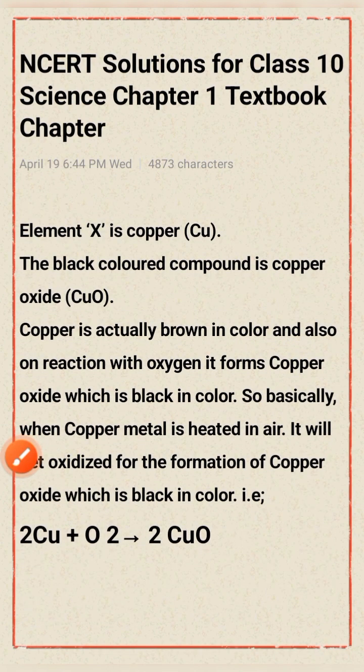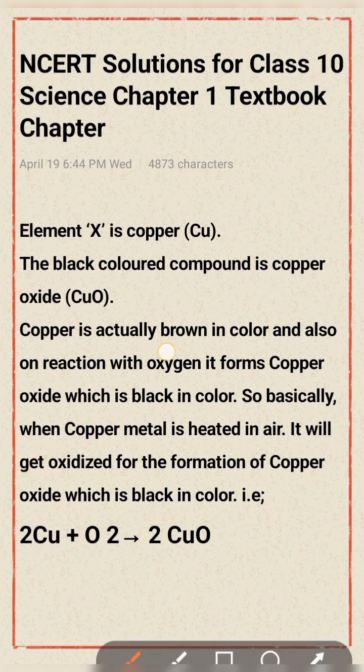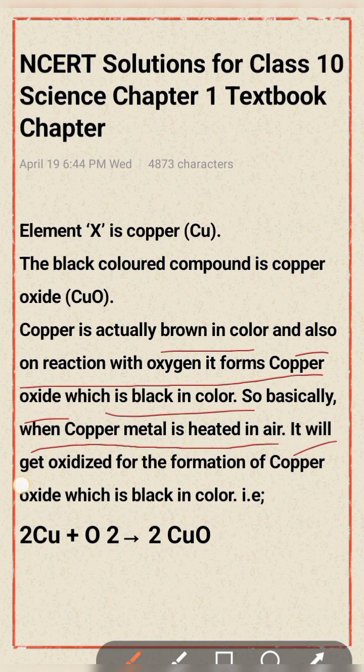Now, copper is actually brown in color, and on reaction with oxygen it forms copper oxide, which is black in color. So basically, when copper metal is heated in air, it gets oxidized to form copper oxide, which is black in color. That is the chemical equation: 2Cu plus O2 forms 2CuO, copper oxide, that is cupric oxide.